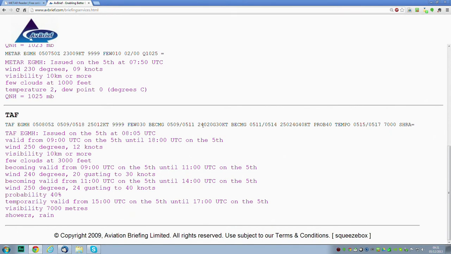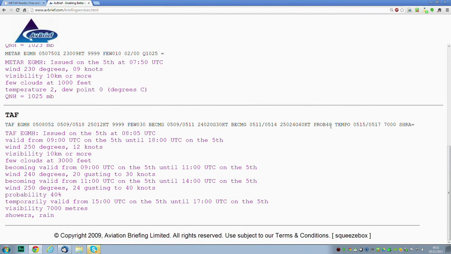Between 9 and 11, we've got winds from 240 degrees, 20 knots, gusting to 30 knots. So it's going to start to get windier between 9 and 11. And then becoming, here we are again today, the 5th, between 11 and 14. So between 11 o'clock in the morning and 2 o'clock in the afternoon, the wind is veering round to 250, we've got 24, gusting to 40 knots.